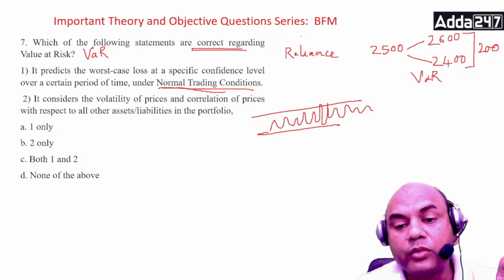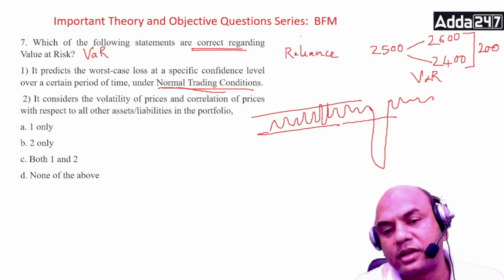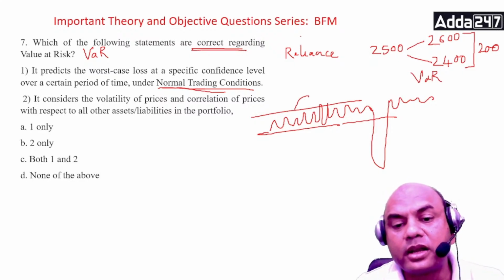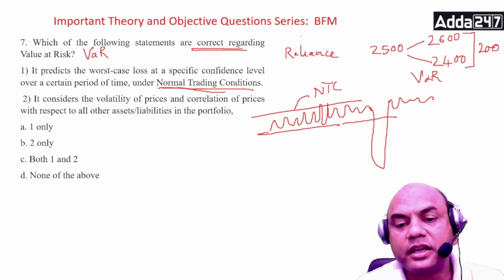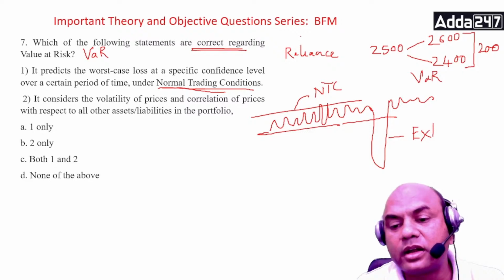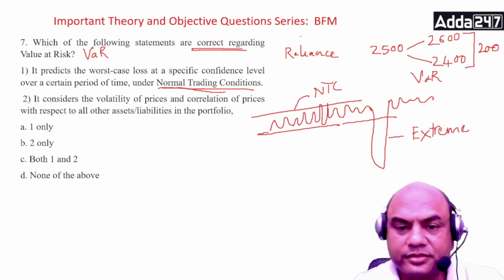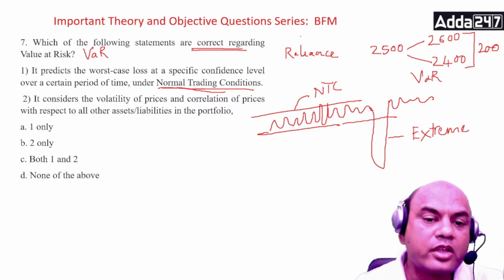But there comes a COVID, and COVID Reliance share goes this. So this part is never covered in VAR. So this is known as normal trading condition, NTC, and this is known as extreme condition. So this is not covered under this VAR. Got it? So first one is true.